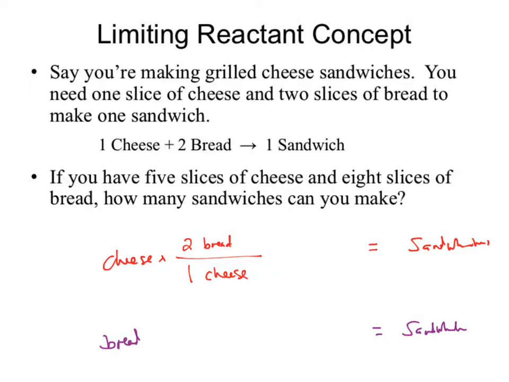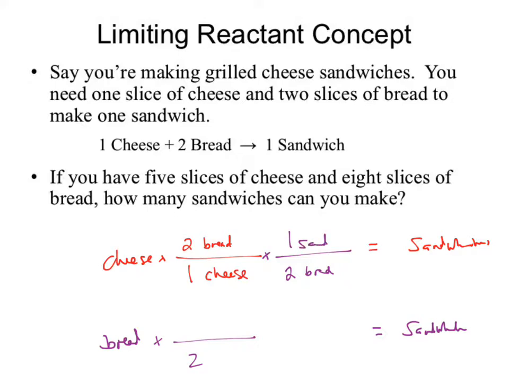So could we do like 2 slices of bread makes 1 sandwich? So let's shift focus and just look at the bread. Oh, okay. Get rid of the bread and turn it into sandwiches. So 2 slices of bread equals 1 sandwich. You want to put it up top.